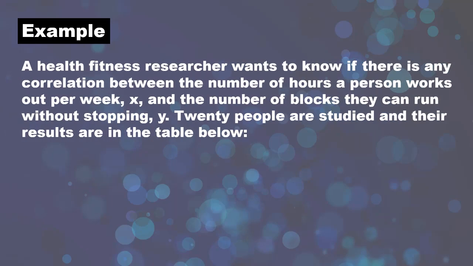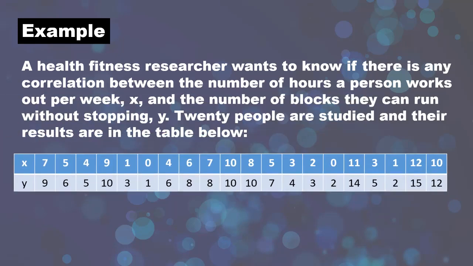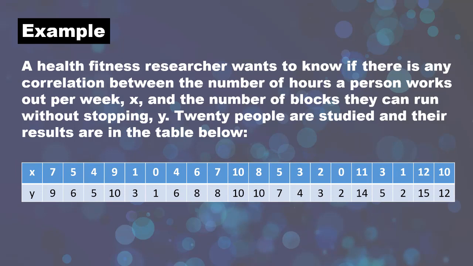So let's look at an example. A health fitness researcher wants to know if there is any correlation between the number of hours a person works out per week X and the number of blocks they can run without stopping Y. 20 people are studied, and the results are shown in the table below. So we have this table, and there are 20 entries in this table. So the top number in the X row represents the total number of hours a person works out per week, and the bottom represents how many blocks they can run without stopping. We're talking about city blocks.